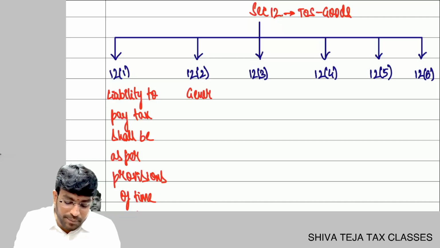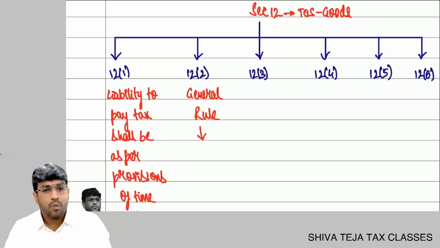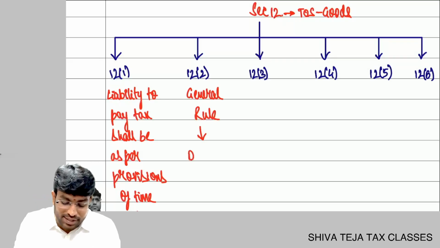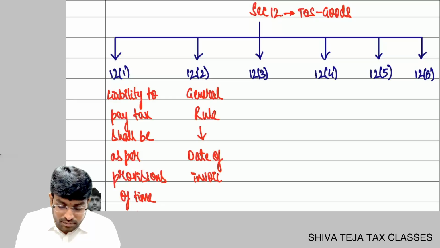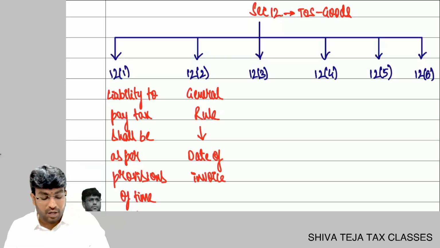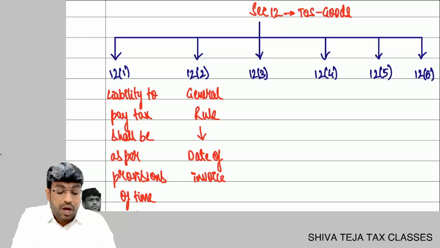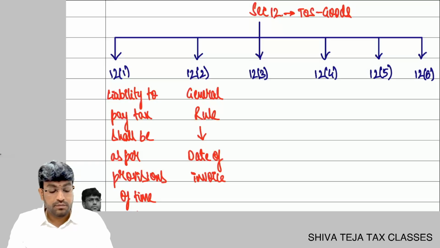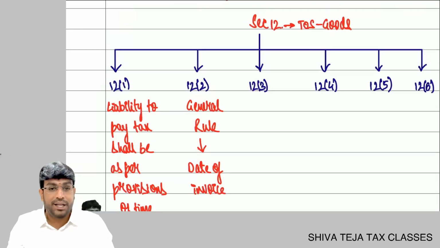12.2 talks about general rule. What is a general rule? We'll talk in detail. And general rule always says time of supply is date of invoice. But for which we need to discuss a lot. We need to talk a lot about what is date of invoice. Are we clear, my dear friends?